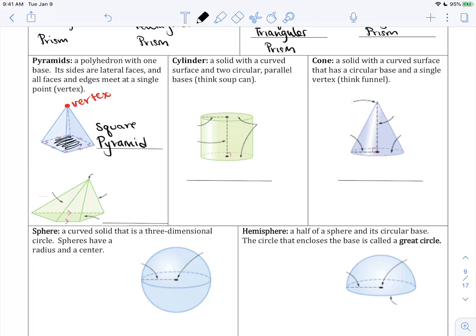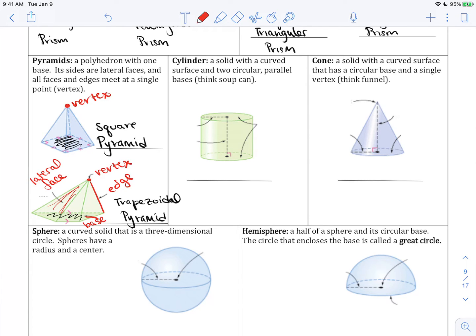All right, this next one, also a pyramid. It's meeting at a single point. The base here is a trapezoid. So this is a trapezoidal pyramid. We have this point up here where the lateral faces meet. So that's our vertex. This is an example here of a lateral face. This line right here where two lateral faces meet, that's an edge. And then down here, that's a base, right?